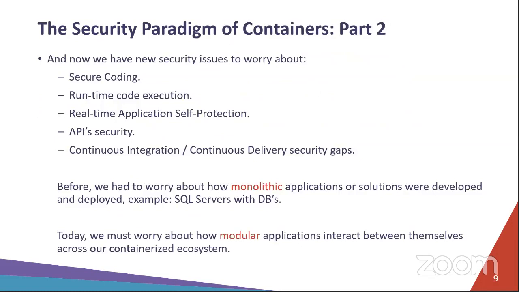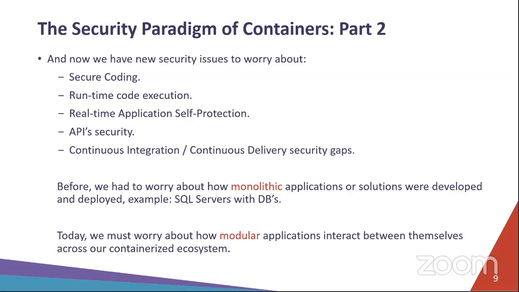The second part of the paradigm that we face with containers is that the management and the high-level people in these organizations are looking into the fact that we need secure coding. And I also need the code that I'm executing at runtime to be totally effective and performing. I also need, for example, RASP. So I need to see that I have real-time applications being protected when they're running. APIs, and what's the security behind it?